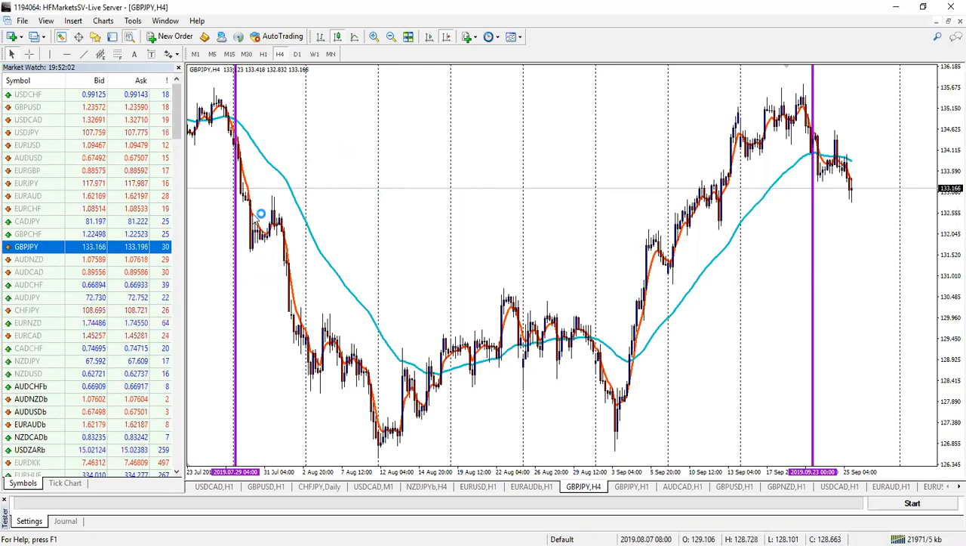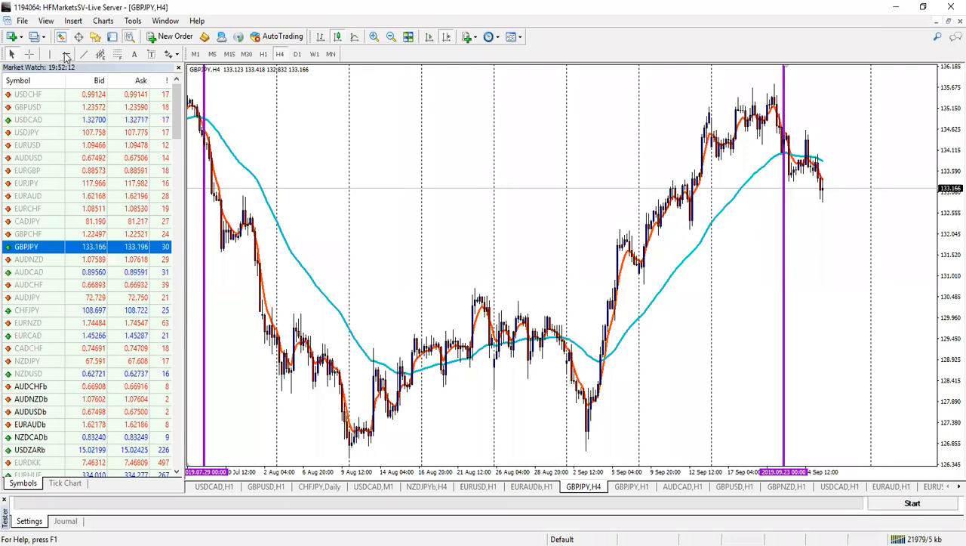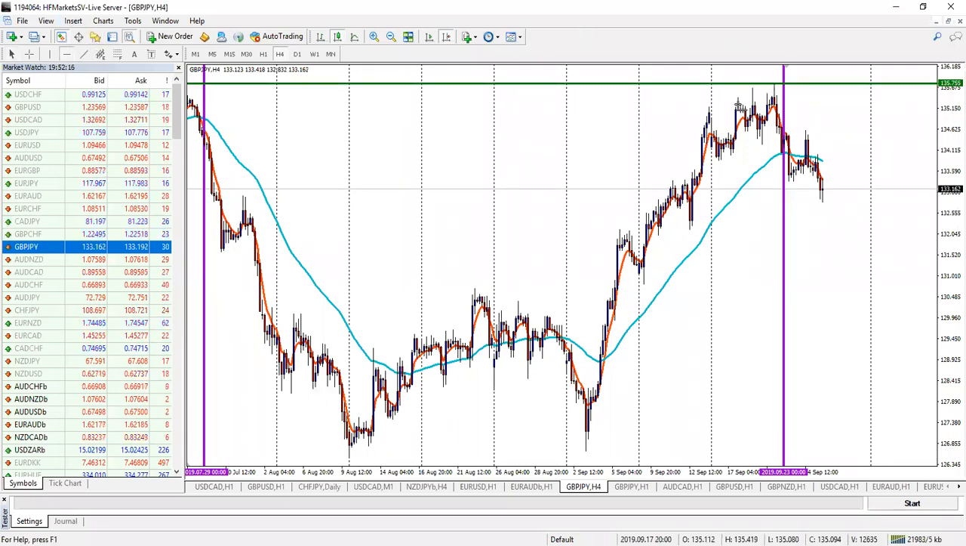5, 10, 15, 20, 25, 30, 35, 40. So we have 40 days there. See what I mean, guys? 40 days there. So what is the highest price reached by the market in the 40 days back? This was the highest price. The second highest within 40 days, this one.